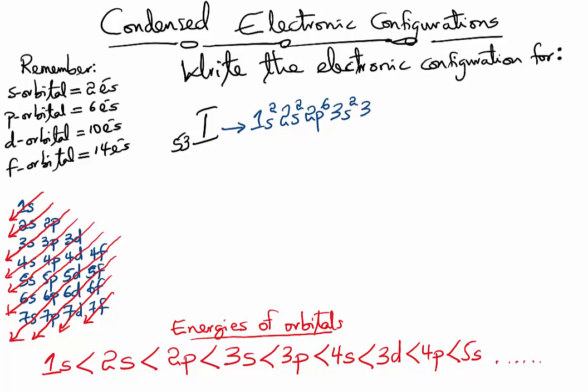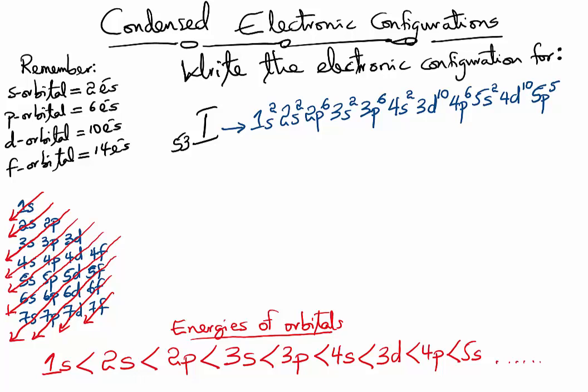Then the 3p will take 6 electrons, followed by the 4s, which will take 2 electrons because it's an s orbital, followed by 3d, which will take 10 electrons, 4p, which will take 6 electrons, 5s will take 2 electrons, 4d will take 10 electrons, and 5p will take 5 electrons.